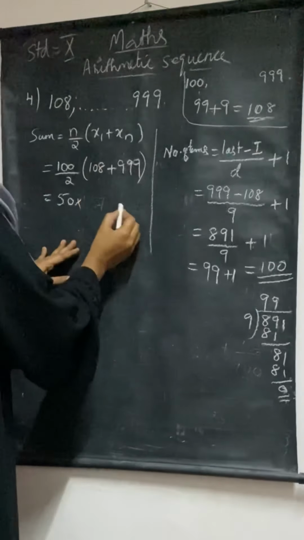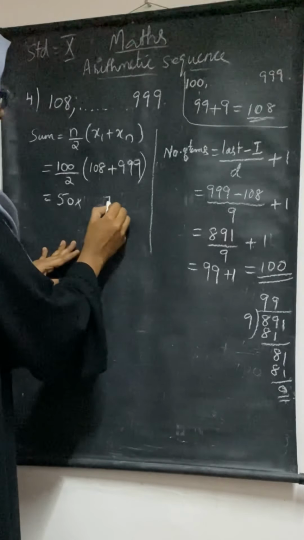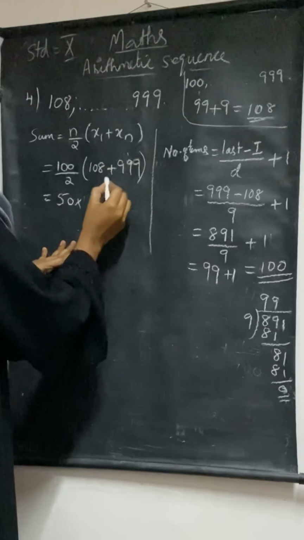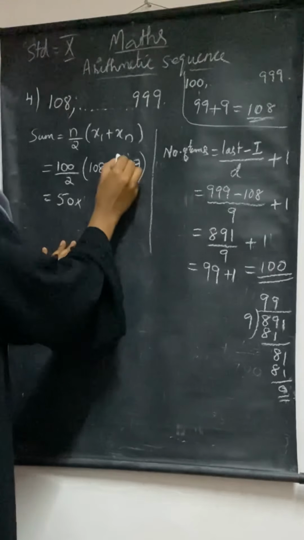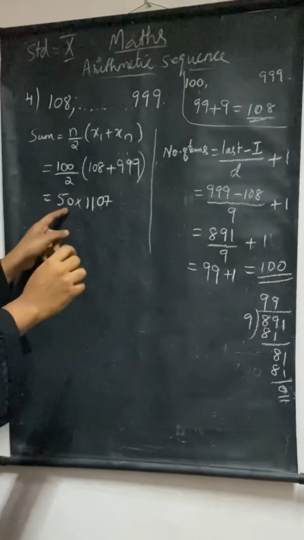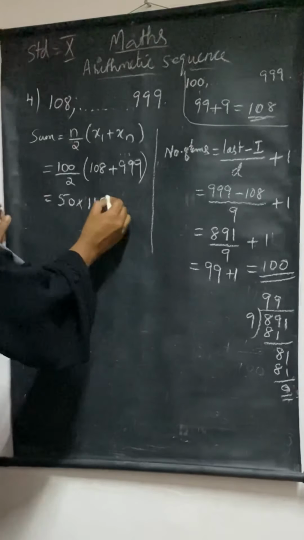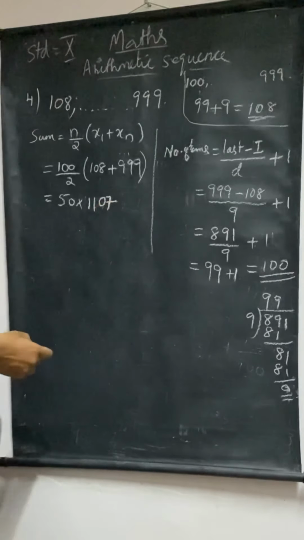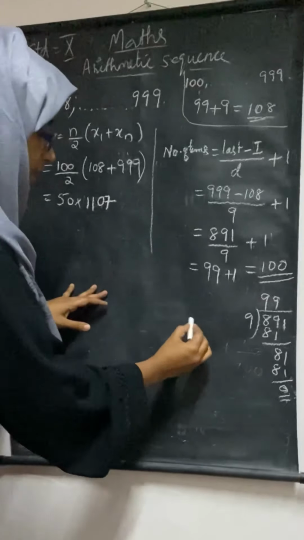Here 8 plus 9, 17. 1 carries. So 9 plus 1, 10. Here 0. 1 carries. 10 plus 1, 11. So 1107 you will get. So 1107 into 50. You have to multiply that. So we will see the multiplication here.